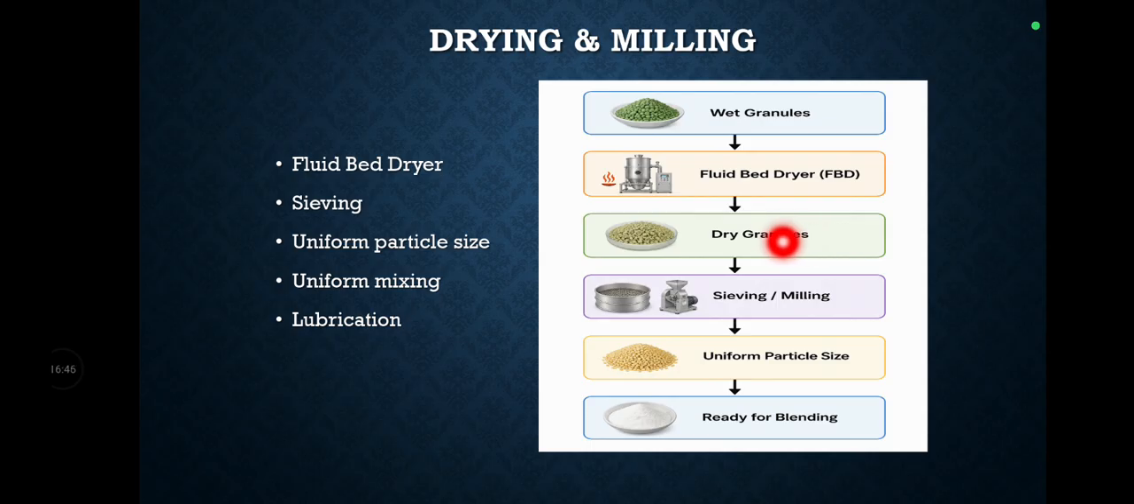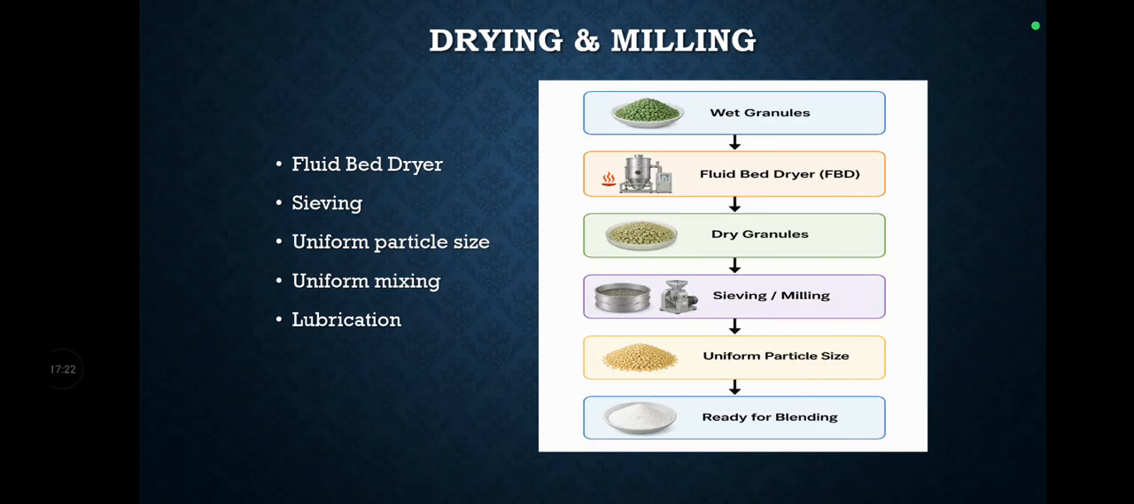After that, dry granules are ready, and they go to sieving or milling. Sieving is nothing but filtering. In the sieving process, different types of meshes are used. After sieving, it goes to milling. Milling means cutting into small micro pieces. That is the milling process. After milling, we get uniform particle sizes, and after that it goes to the blending stage.